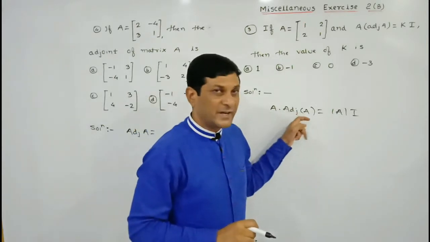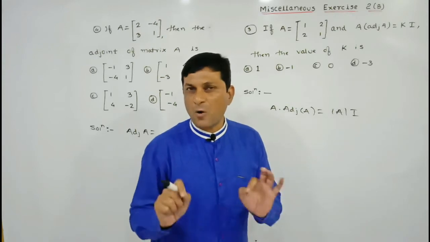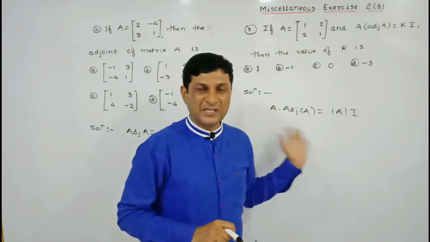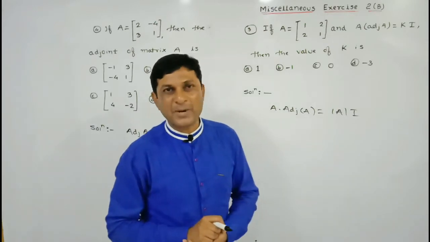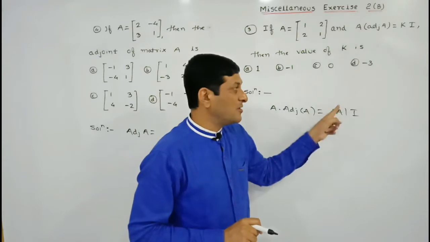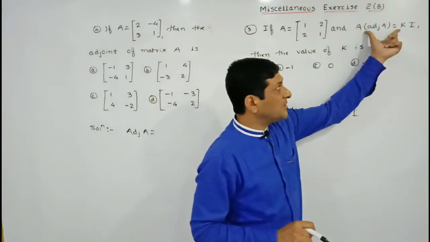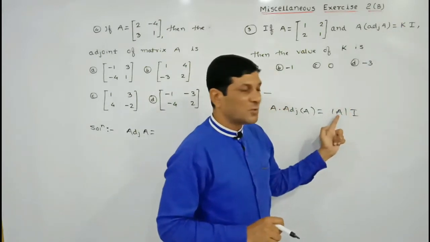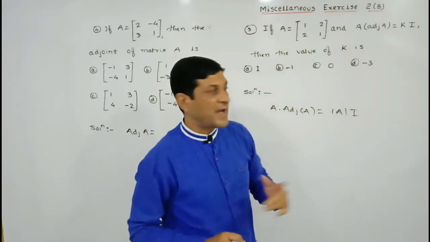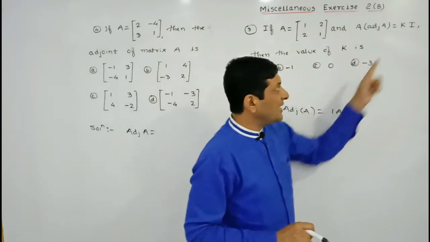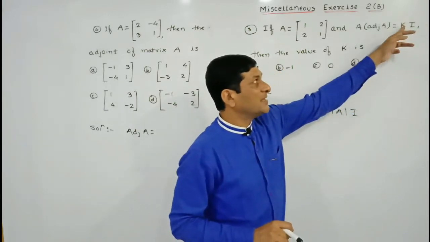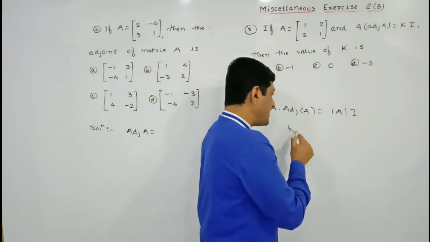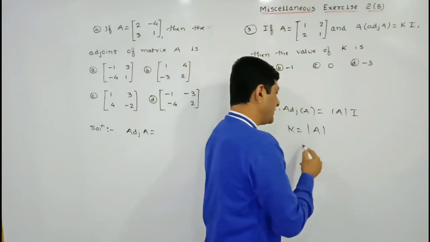So A into adjoint will be equal to determinant of A into I. Already we have proved this condition in one example, but now we are applying this condition to find out our required unknown value K. If we compare this equation and this given equation, we can observe that K means what? K is nothing but determinant of A. Means to find out value of K, K is the coefficient of I, so K is nothing but the coefficient of I, means determinant of A. So to find out value of K, we have to find out value of determinant of A.